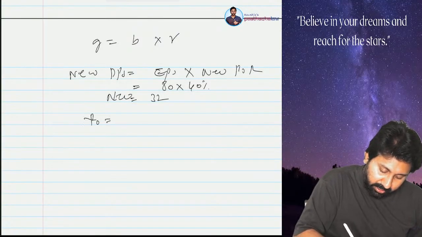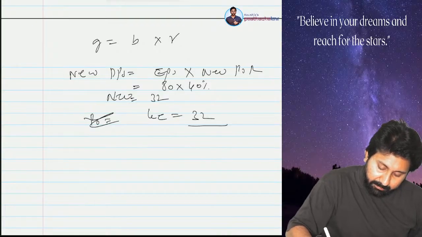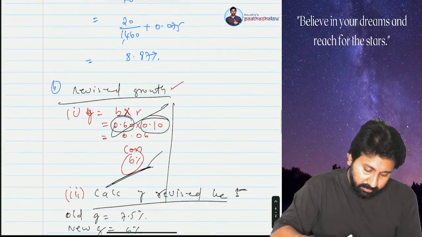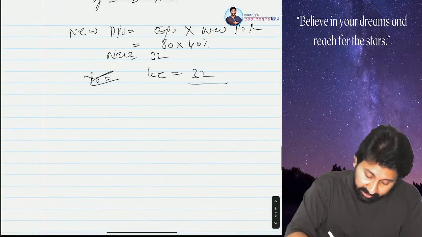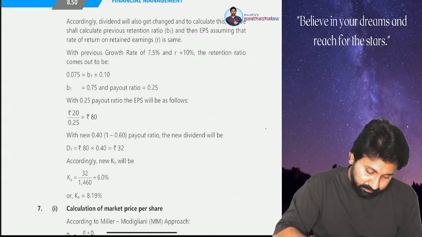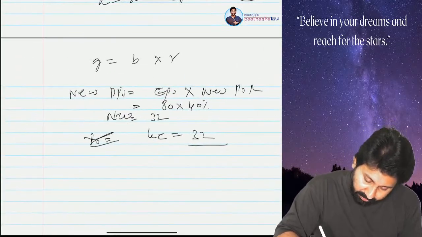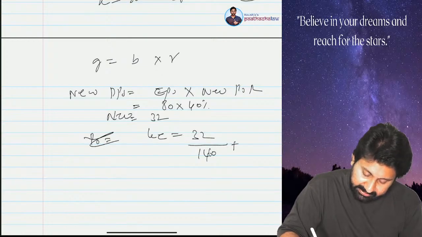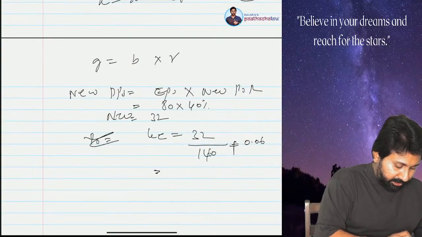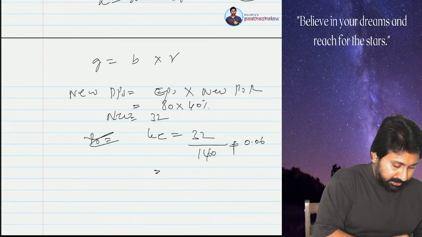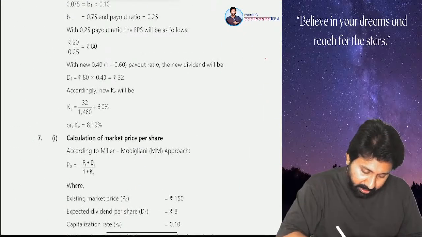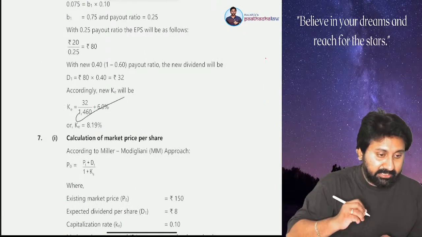So P naught, or KE, equal to D1 by P naught. Sorry, KE equals D1 by P naught plus G. What is the price given in the question? 1460 plus 0.06. That's what they have done here. 32 divided by 1460 plus 0.06. Answer is 8.19%. That's how the answer has come.